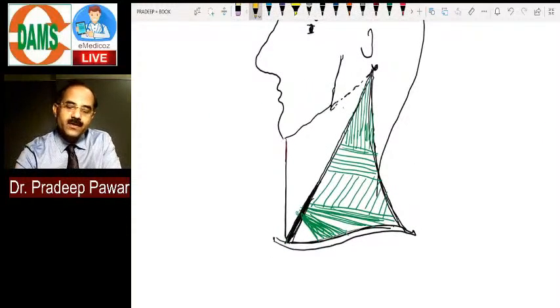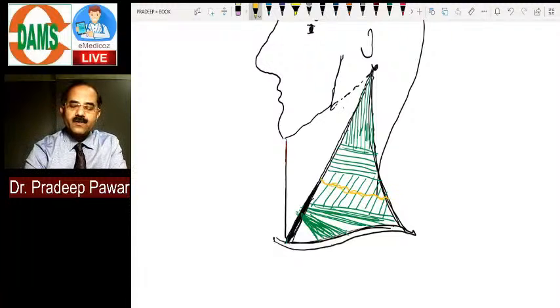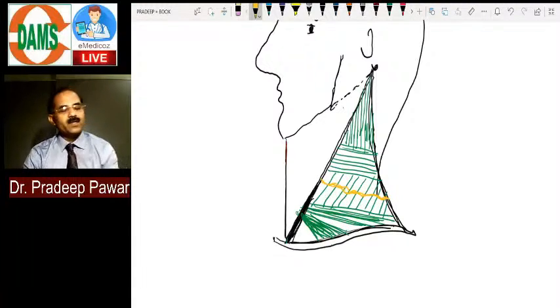Look, this is a nerve, and this is a nerve. I'm drawing this in yellow. This is a nerve which is lying on the levator scapulae. If anyone can identify this nerve for me, answer this. This nerve lies on the levator scapulae. What is this nerve?